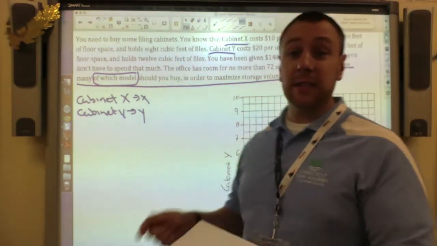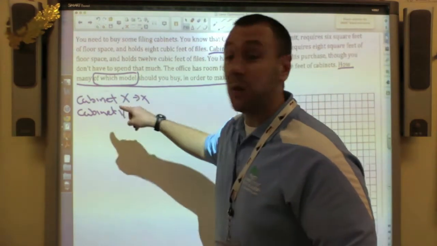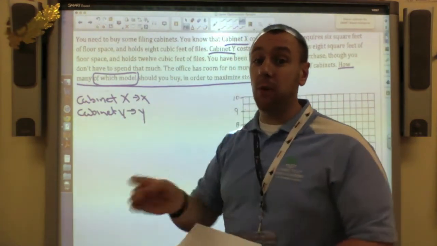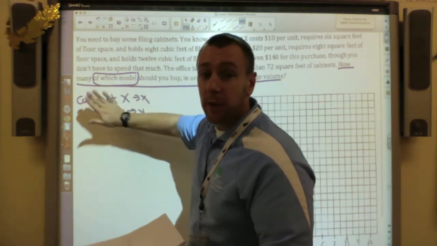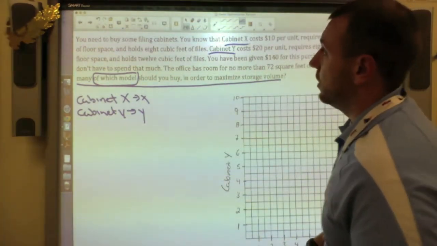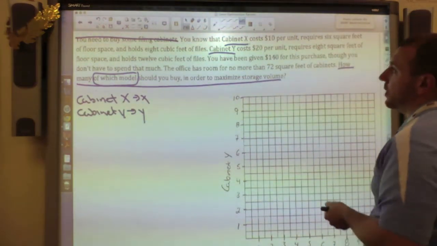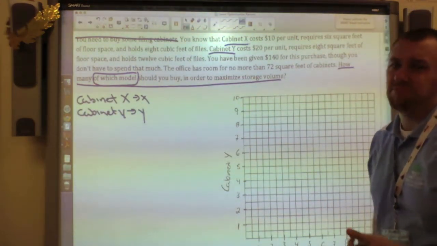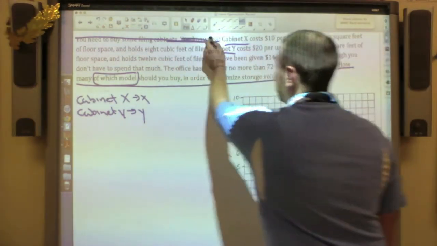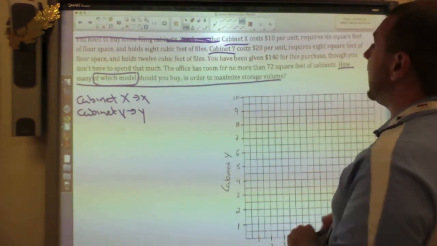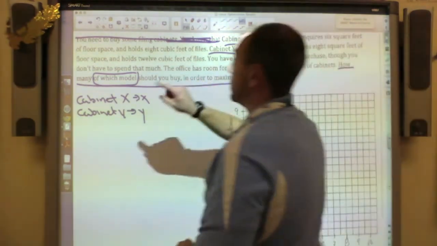Now, identify the important information you need to be aware of. So I'm going to start crossing stuff out now. Now that I've read it twice, now I know what's important. And I know what the question is asking about. That's the biggest thing. Before I cross something out, I need to figure out what the question is asking. Okay? So, you need to buy some filing cabinets. Statement, I don't care. You know that. Okay, you're telling me in a second. I'm going to cross that out. That's useless information.